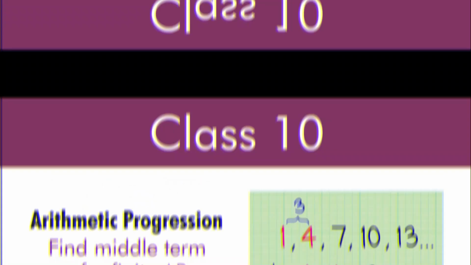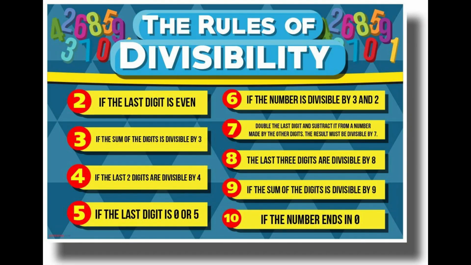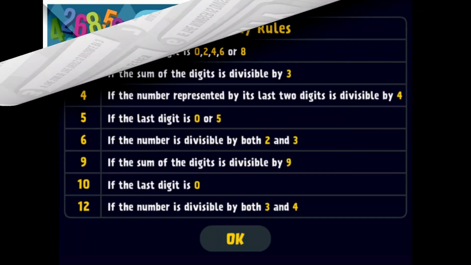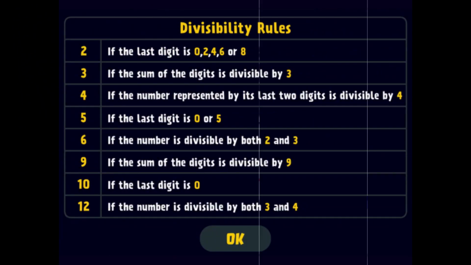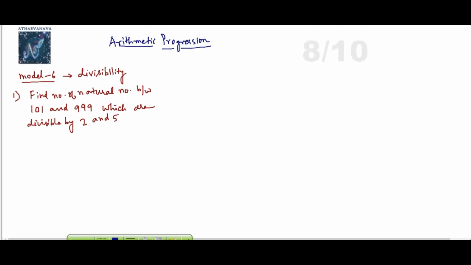Having previous knowledge of divisibility conditions of a number, let us learn how to use it in solving one of the important models in arithmetic progression. In today's model, we will check divisibility conditions. Say for instance, in this question in AP, we are interested to find the number of natural numbers between 101 and 999 which are divisible by both 2 and 5.